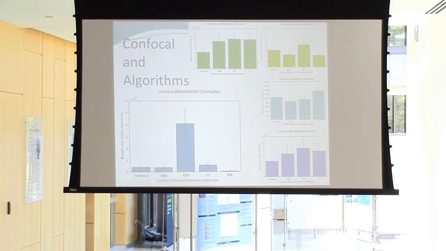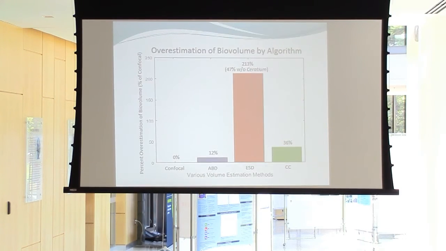As for the most accurate ones, I would suggest using ABD or the concentric cylinder. Those both seem to be fairly in line with the confocal, though the confocal did have issues, as you can see here. This one's about half the volume of these ones, and we believe that is due to insufficient laser penetration.